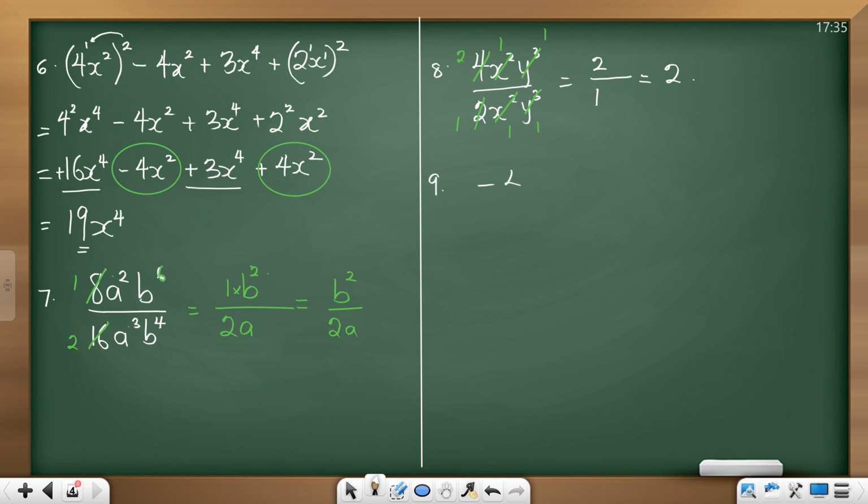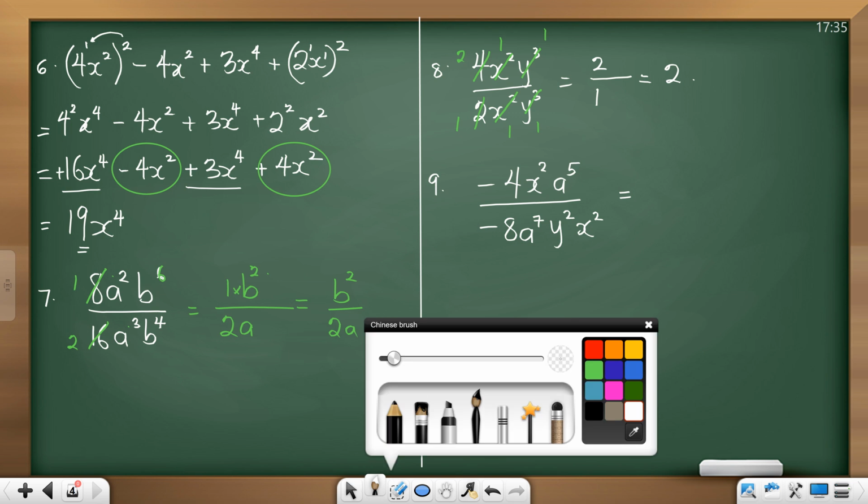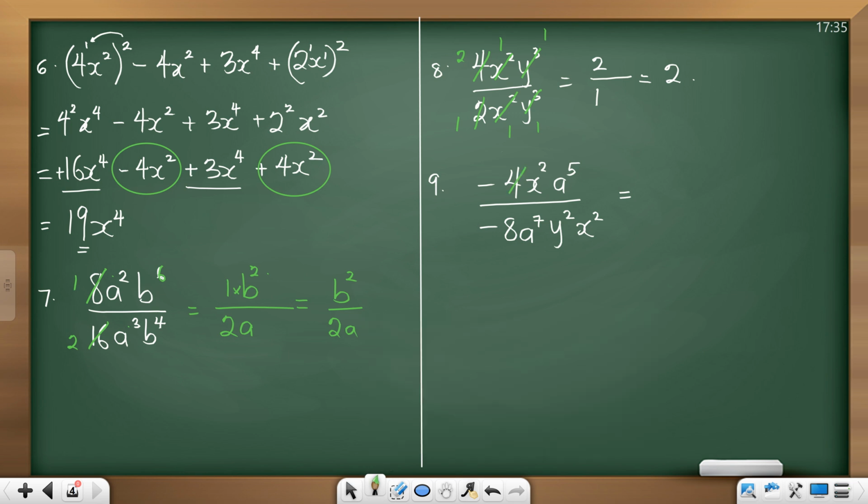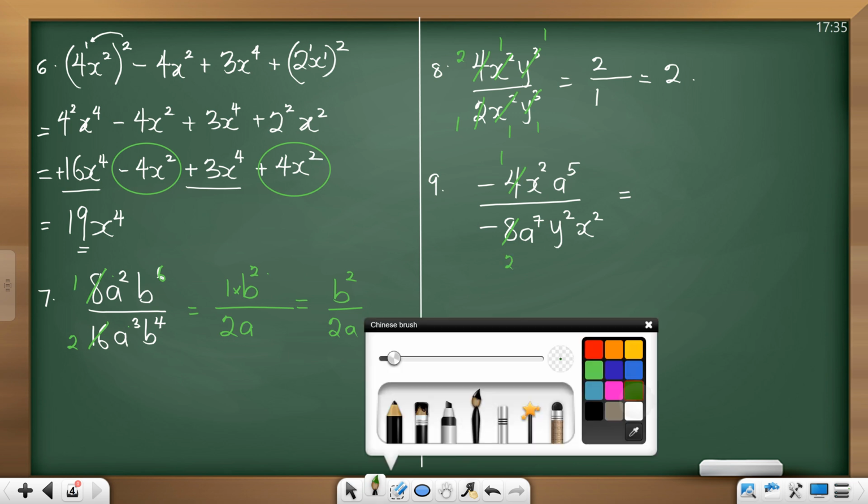Number 9. Negative 4 x to the power 2, a to the power 5 over negative 8, a to the power 7, y to the power 2, and x to the power 2. Beautiful. I love this question. Let's look at the signs. Negative divided by negative would give me a positive. Then I'm looking at the numbers. 4 can divide 4, 1, and 4 can go in 8, 2. So already I have a 2 at the bottom.